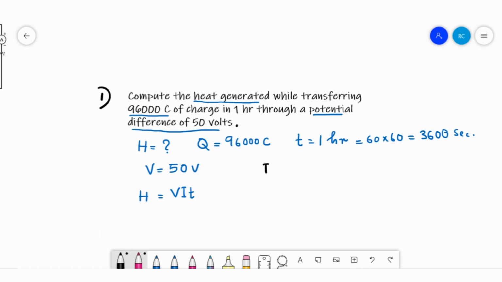Current I is equal to Q by T. What is Q? Q is equal to 96,000 coulomb divided by time. Time is equal to 3600 seconds. So on further calculation, you will get it as 160 divided by 6, or we can write it as 80 by 3 ampere.